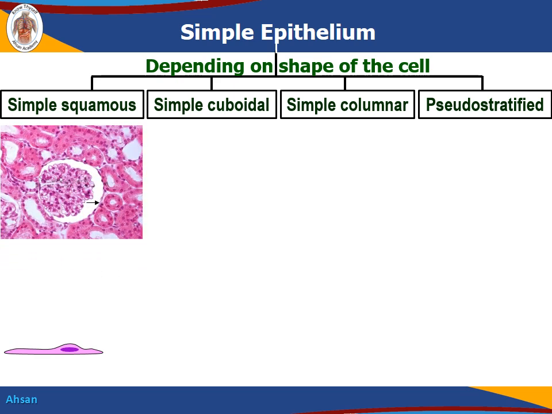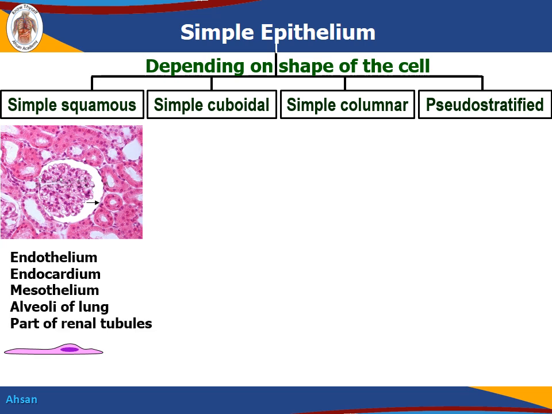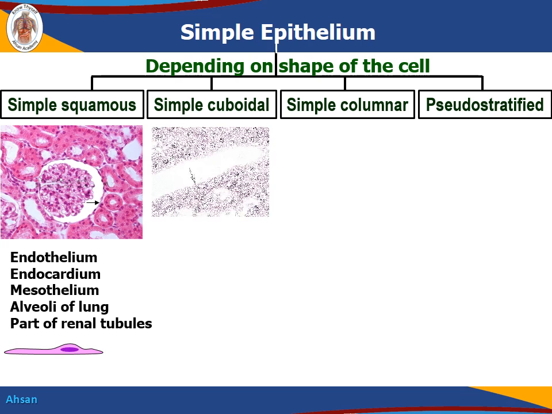You can see this arrow is indicating simple squamous epithelium in the kidney, lining this lumen, this empty space. Endothelium means lining epithelium of the blood vessel. Endocardium means lining epithelium of the heart inner lumen. Mesothelium is the peritoneum, and other serous membranes lined by simple squamous epithelium. This is mesothelium. Lung alveoli type 1 epithelium is simple squamous type of epithelium. Part of the renal tubule, this is the thin segment of loop of Henle, contains the simple squamous epithelium.